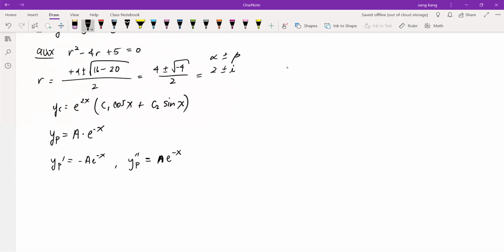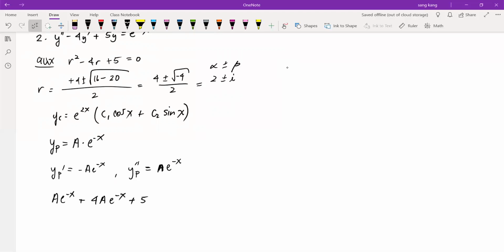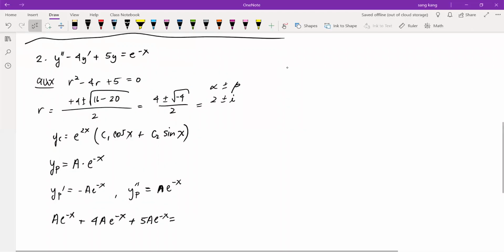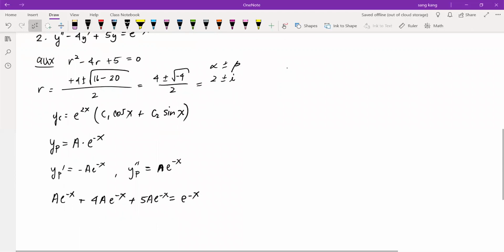So we plug this into our differential equation. We'll have a e to the minus x plus 4a e to the minus x plus 5y, so 5a e to the minus x, and that equals our right-hand side, which is e to the minus x. Let's sum this up. We have 10a e to the minus x equals e to the minus x. So our a has to equal 1/10.